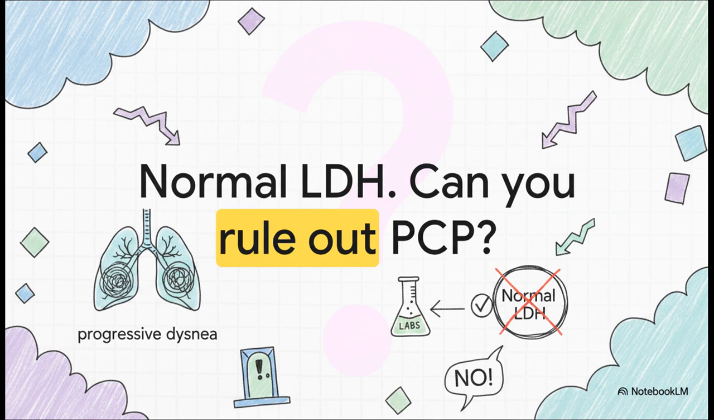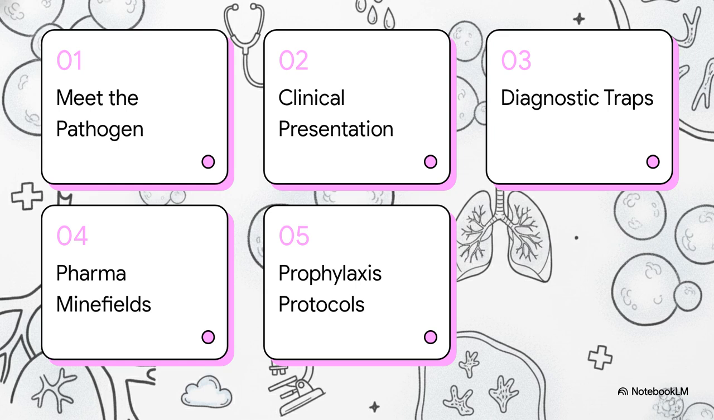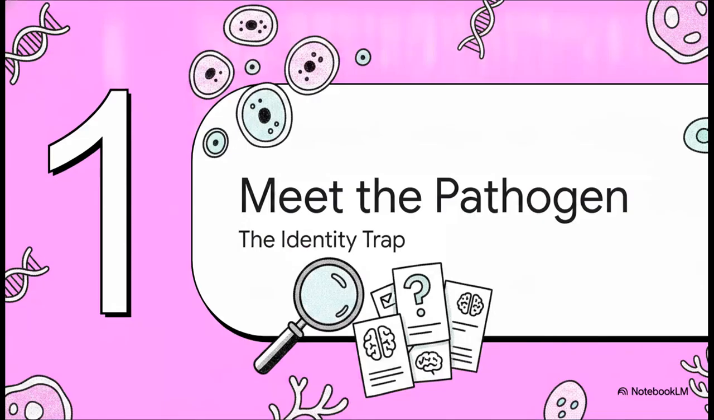But don't worry, because today we're going to completely dismantle these traps piece by piece. Welcome to today's explainer on Pneumocystis jirovecii pneumonia, or PCP for short. We're going rapid fire here, focusing specifically on dodging those sneaky diagnostic traps and pharmacological minefields that exam writers absolutely love to throw at you on test day. Here's our game plan. We'll meet the pathogen, look at clinical presentation and imaging, navigate the diagnostic traps, tiptoe through the pharmacological minefields, and finally wrap up with prevention and prophylaxis protocols. Let's get to it.